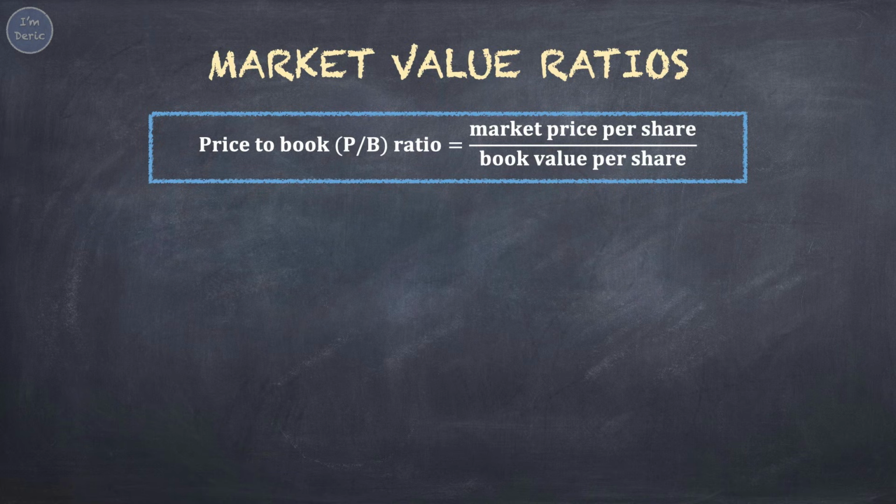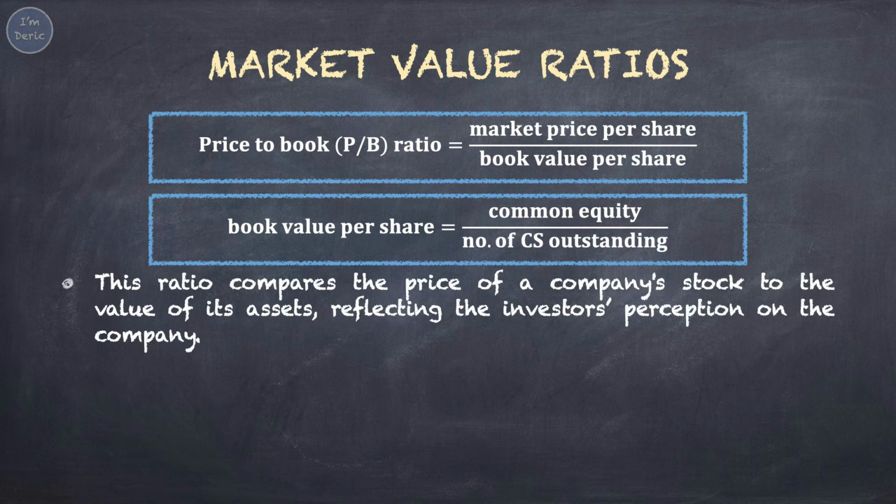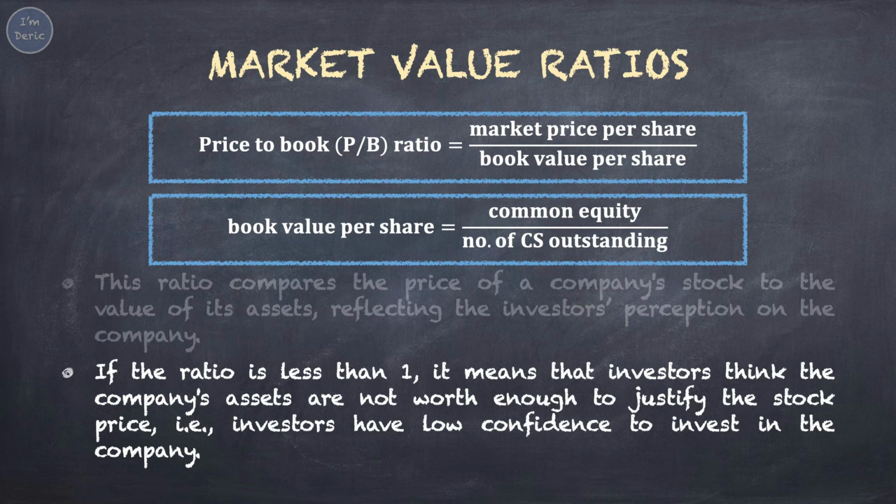Next, price-to-book ratio, PB ratio. It is calculated by taking market price per share over book value per share. To calculate book value per share, we take common equity over number of common stock outstanding. This ratio compares the price of a company's stock to the value of its assets, reflecting the investor's perception of the company. If the ratio is less than 1, it means that investors think the company's assets are not worth enough to justify the stock price.